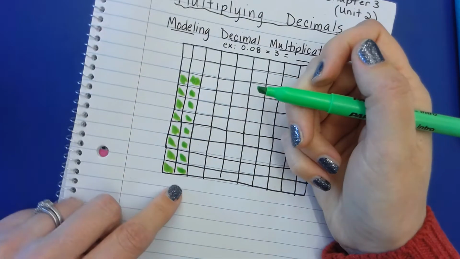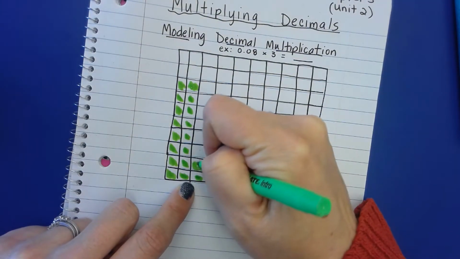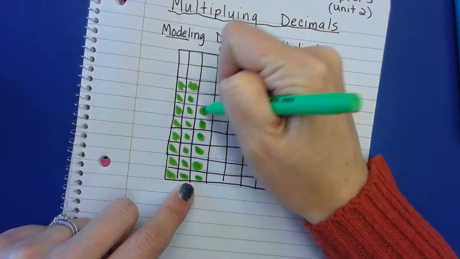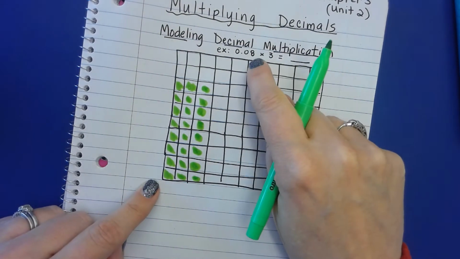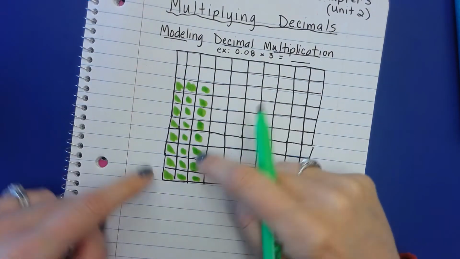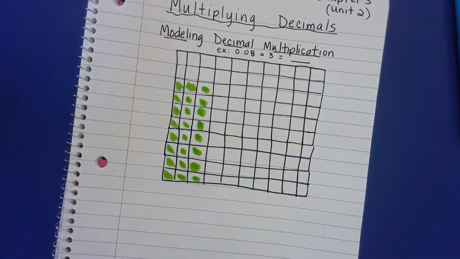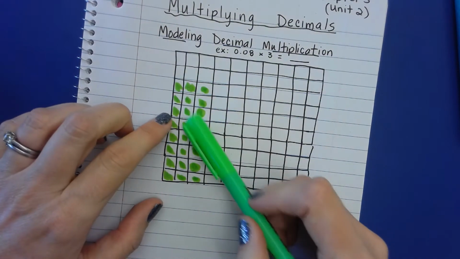Okay, here's my second group of 800ths, and here's my third group of 800ths. Boom, done. It's modeled. 3 groups of 800ths. 1, 2, 3 groups of 800ths. So how many hundredths did we end up shading in?